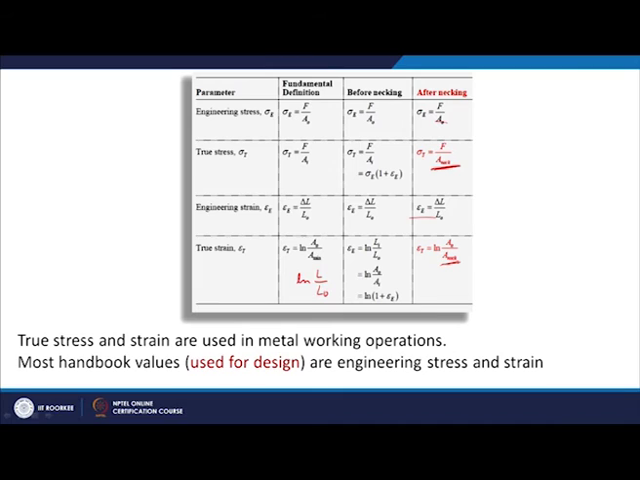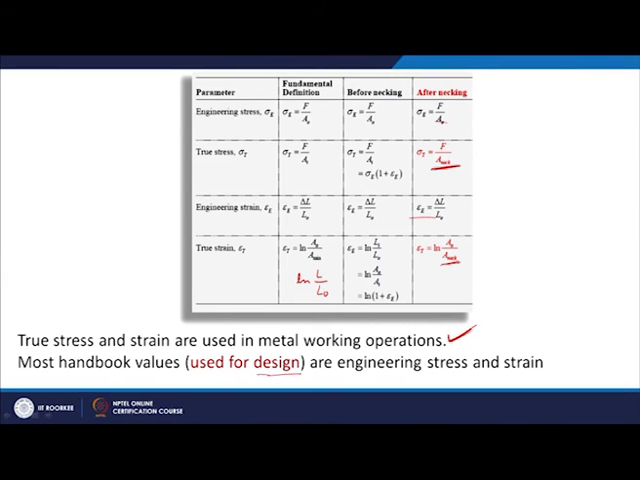Now, as I already told you, true stress and true strain values are used in metalworking operations, because there I will deform the material in stages. I cannot deform the material in one step. But for design purposes, a mechanical engineer who is designing a structure needs only the engineering stress and strain, not true stress and strain, and most handbooks also give only the engineering stress and strain.